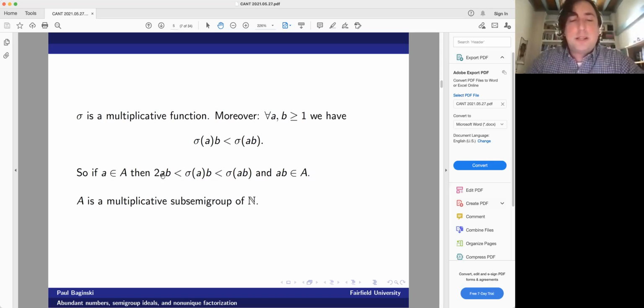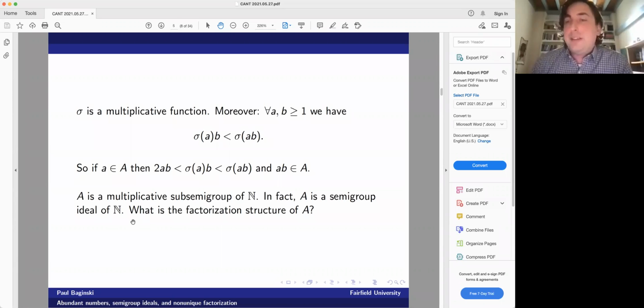And that means, looking at the front and the back, that AB also is abundant. So if I take an abundant number, multiply it by any B, I get another abundant number. I did not know this property of abundant numbers. So what this means is that the abundant numbers are closed under multiplication. Actually, more than that, they form a semigroup ideal in the natural numbers. And so just the fact that we have a semigroup, that already means I can do factorization theory on it. The fact that A is an ideal, that's added icing on the cake, but it's a really important property, as it turns out, for the factorization structure.